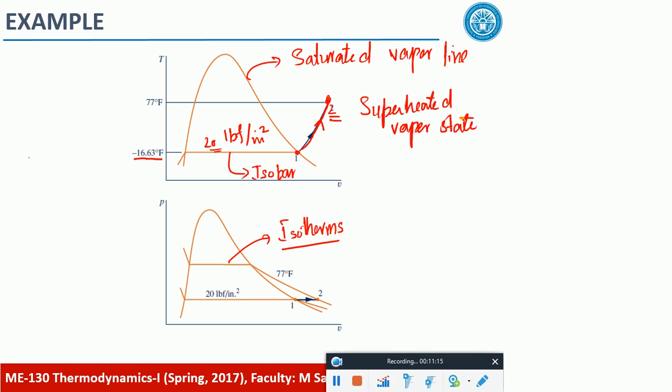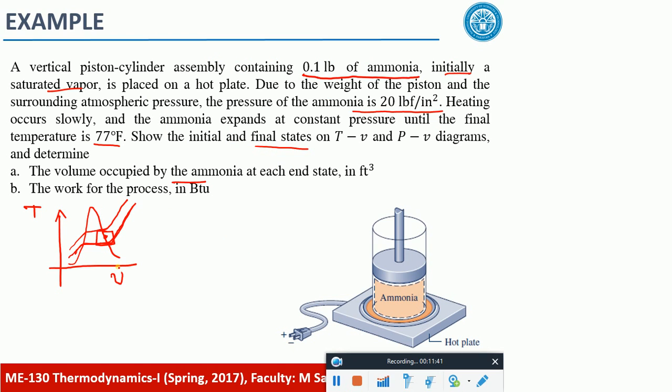Do you understand this thing? So you can see that it is basically coming from the understanding of the PVT surface or TV surface. So it means if you go along the isobar, you have reached a point which is in what region? Superheated vapor region, right? And then now the point is, let's jump onto this thing, the volume occupied by ammonia at each end state.